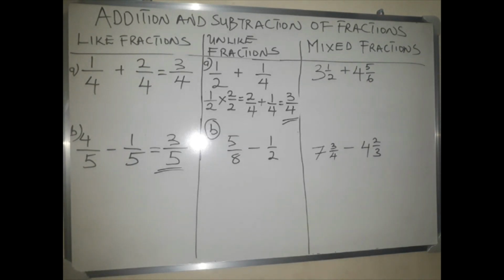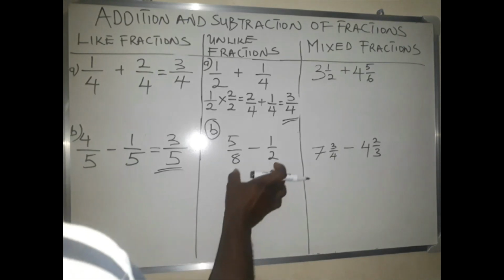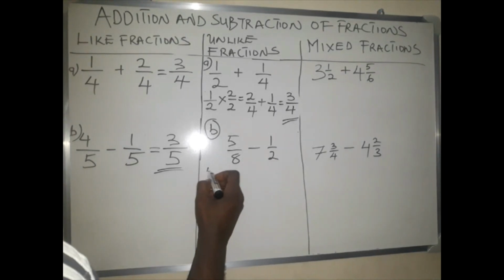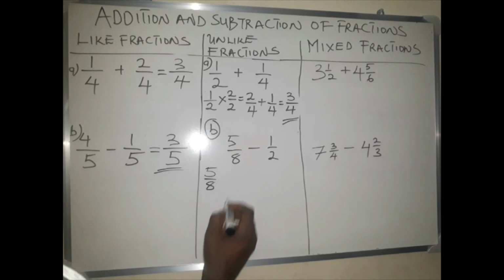1/2 minus 5/8. They are unlike fractions because they have different denominators. So what do we do in this case? We convert one of them or both of them so that they will have the same denominator. So in this case, we have 5/8.